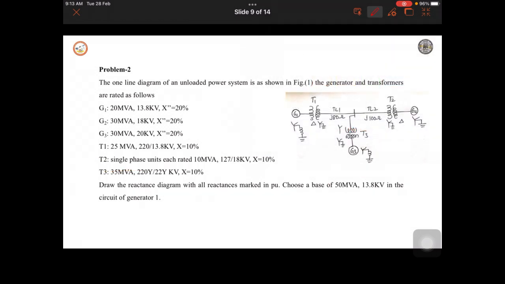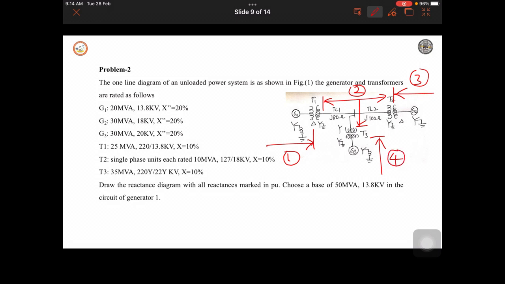So how to make different parts? Transformers will divide the whole circuit into parts. See here, this is one part. Then from the transformer side, this is the second part, and here we have a third part, and then from here to here, and then from here till here. So totally how many parts? This is part 1, this is part 2, this is part 3, and this is part 4.